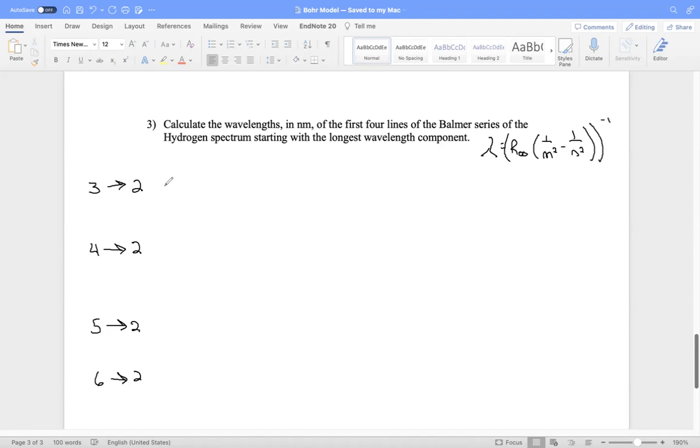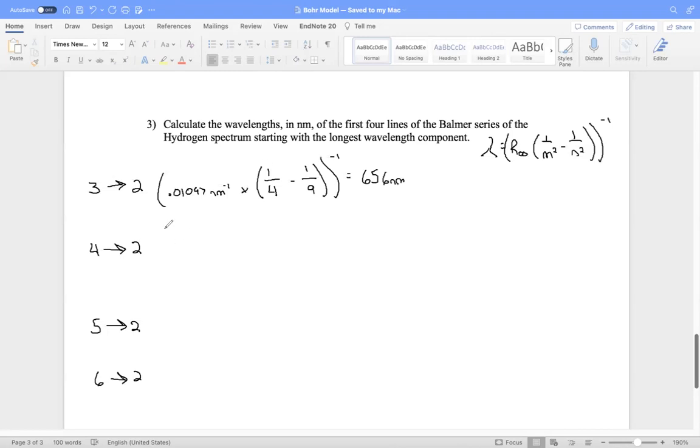And so in going 3 to 2, we have 0.01097 nanometers inverted times 1 over our m squared, which is always going to be 4 here because 2 squared, minus 1 over n squared. 3 squared is 9, so 1/9. And this is all raised to the negative 1, which will give you 656 nanometers. Again, I rounded here more than is necessary. We could actually have 4 sig figs here.